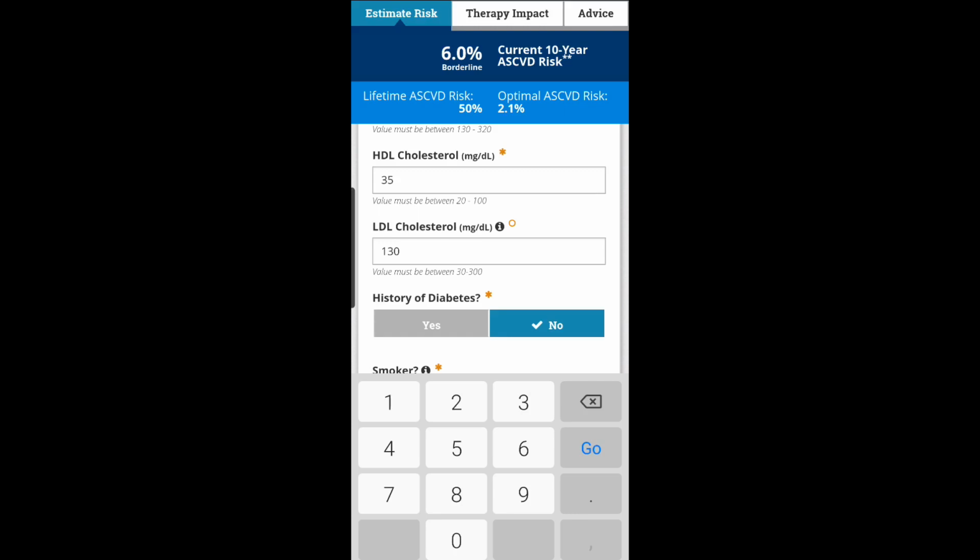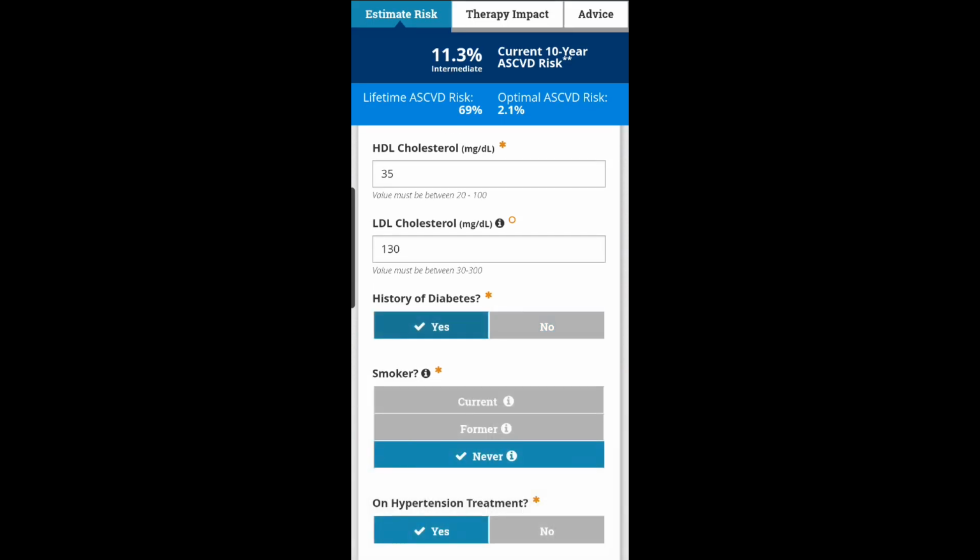It is a lifetime ASCVD risk. In your lifetime, you have a 50% chance of ending up with some kind of cardiovascular illness. So now look at the history of diabetes. This person is not diabetic. For instance, we'll see this person is developing diabetes. Look at the risk. It's going almost double. So diabetes also increases the risk.